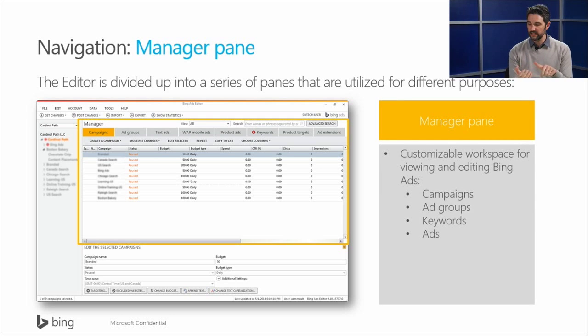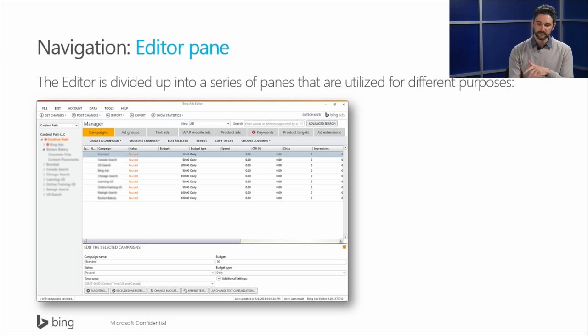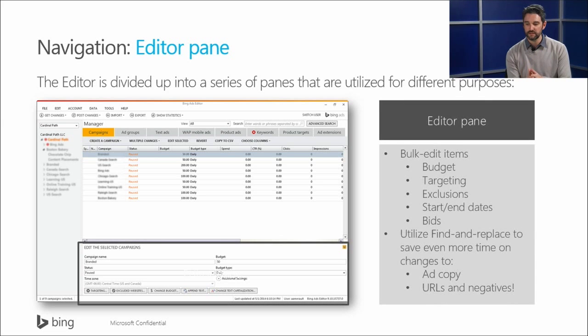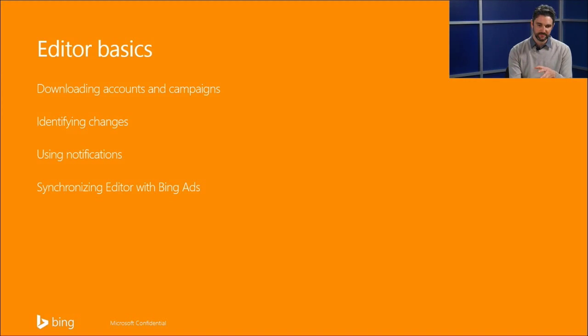What can I do? Again, I can view and edit all of my campaign settings and adjustments. I can look at my keywords in more depth, adjust ad copy, all of that sort of thing. From within the editor pane down below, this is where I can start to adjust exclusions, start and end dates for certain campaigns, and bid prices. You get the ability to dig in deep depending on what you've clicked in and specifically look at.